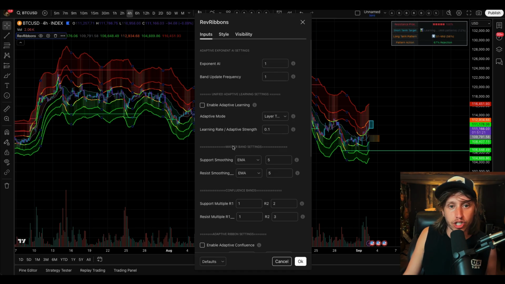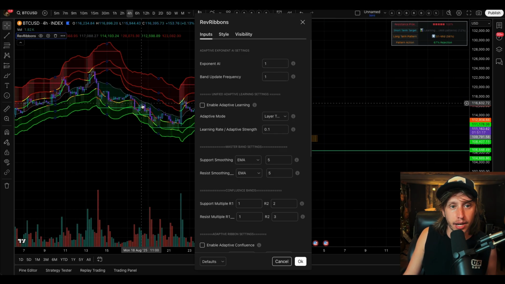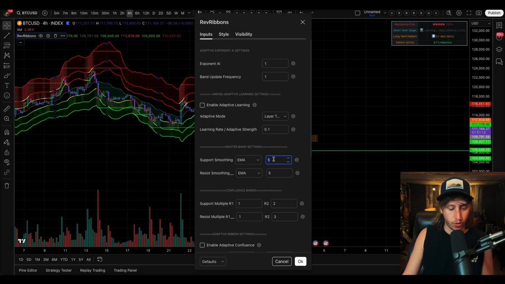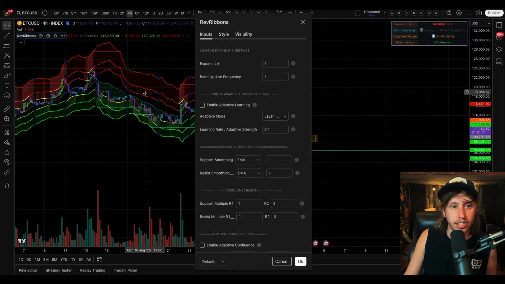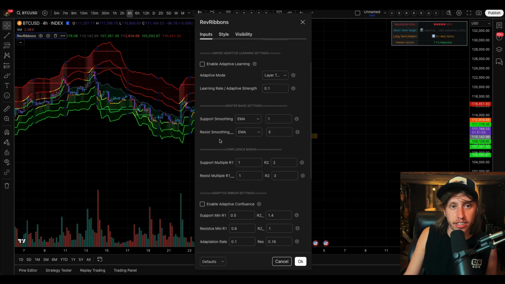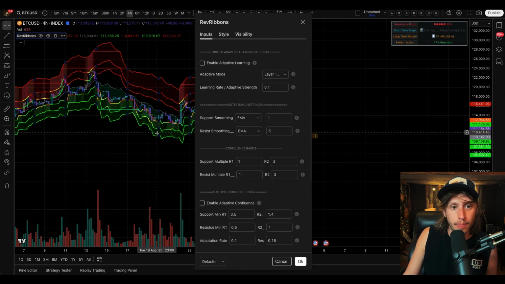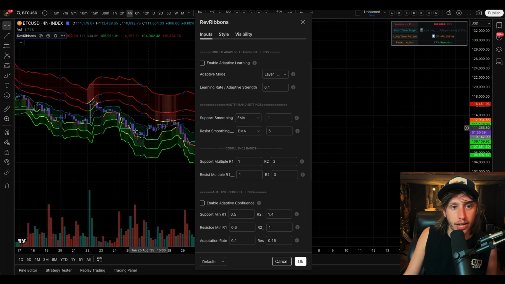We have your smoothing for your master bands. So these are just the 2 main bands, and if I change that to 1, it changes all of them, because it changes the master bands and the confluence bands as well. So that will change in a moment. You'll see that the shift happens on resistance. All of them are made to coincide with each other.